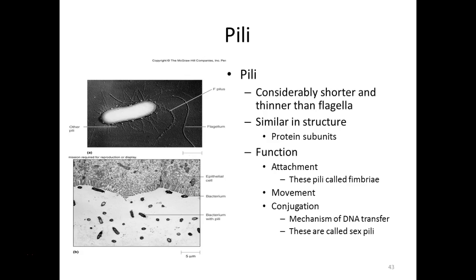And to give you an idea of how specific this interaction can be, the causative agent of gonorrhea, Neisseria gonorrhoeae, uses its fimbriae to attach to our epithelial cells. Scientists have engineered them without their pili, and they can't attach to us. So that would be great. Let's figure out a way to stop their pili from attaching to us.